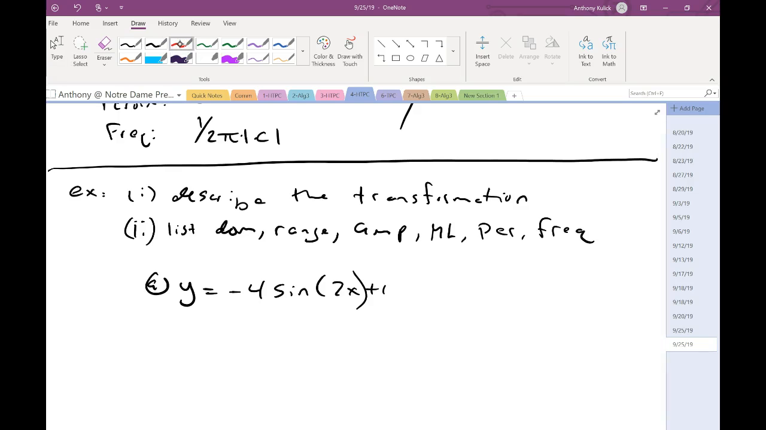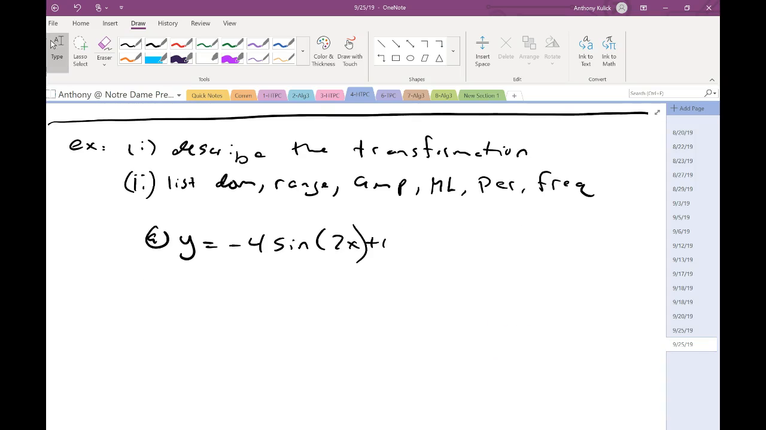So let's do a couple of examples just to practice using this information here. On these examples, I'm going to ask you to describe the transformation and then to list the domain, range, amplitude, midline, period, and frequency. To describe the transformation, I'm going to start by identifying the values for A, C, H, and K.